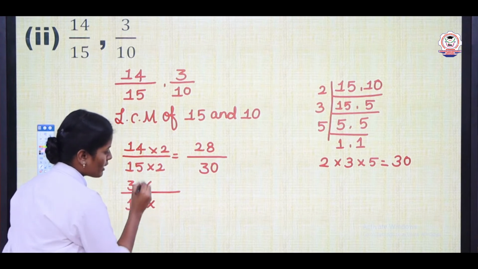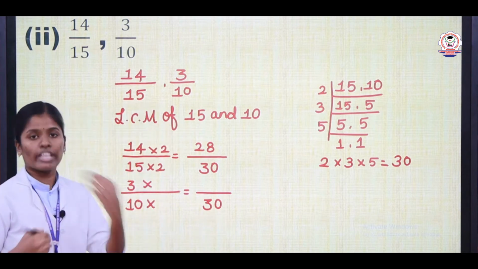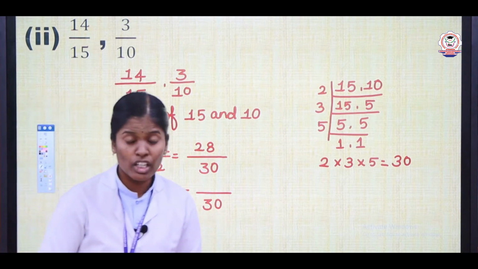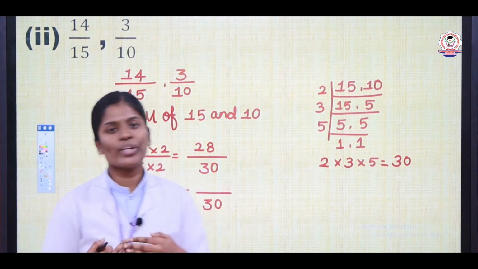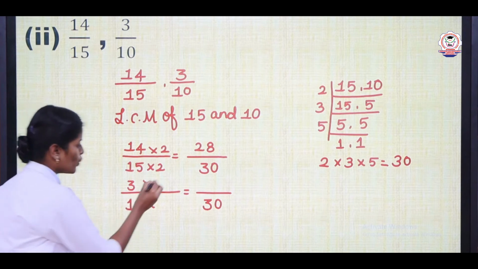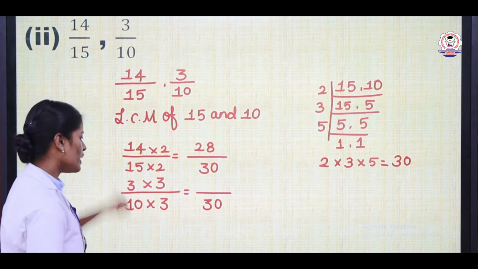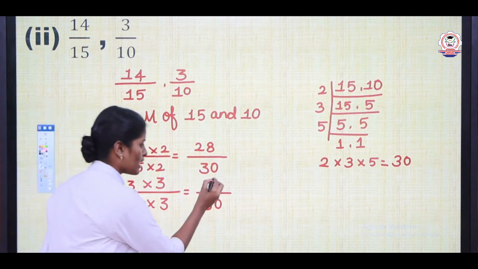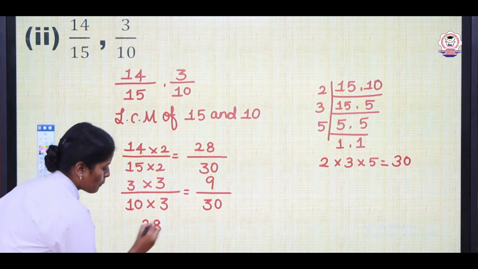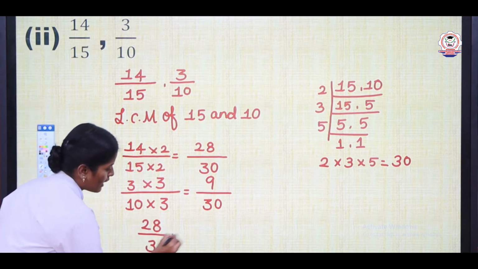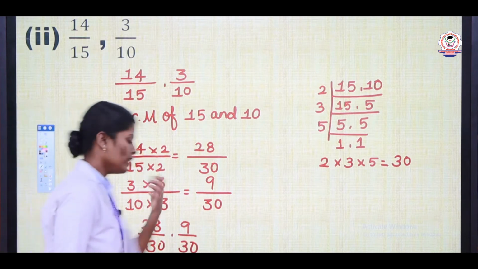Now we need the denominator value to be 30. So again you check: what number should we multiply by 10 to get the product as 30? In the 10 table, 30? Yes, 10 3s are 30. So multiply both numerator and denominator by the same number, 3. 3 3s are 9. Take 28 by 30 and then 9 by 30.